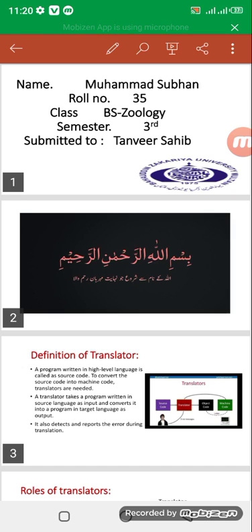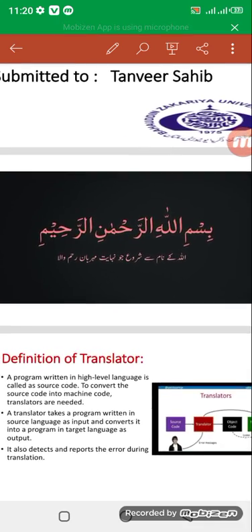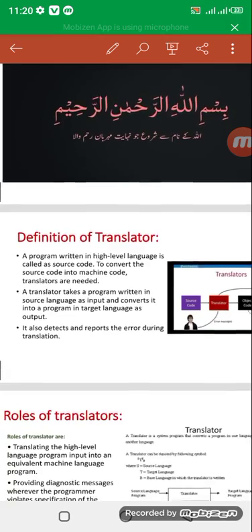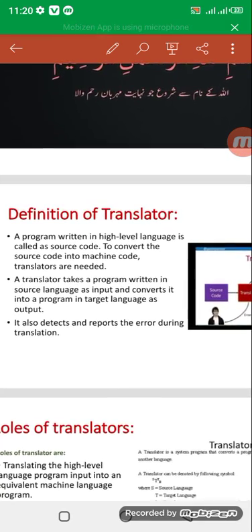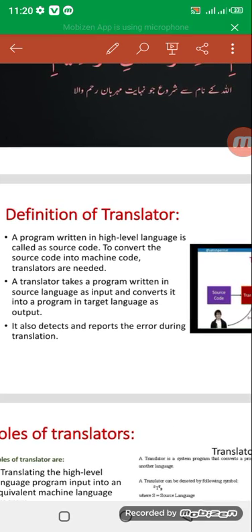Bismillahirrahmanirrahim. The topic of my presentation is translators. First of all, we are here to define translators. What are translators? A program written in a high-level language, meaning a well-defined and well-mannered language, is called source code. To convert such source code into machine code, we need translators.